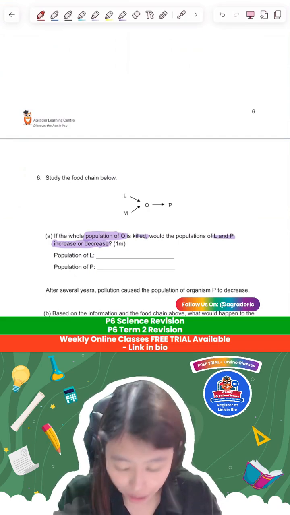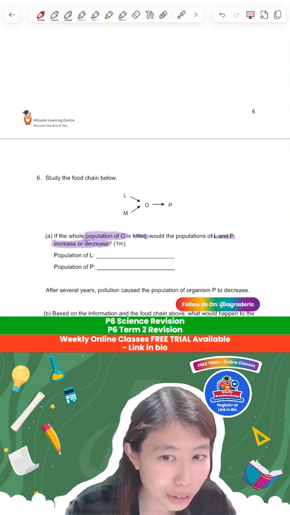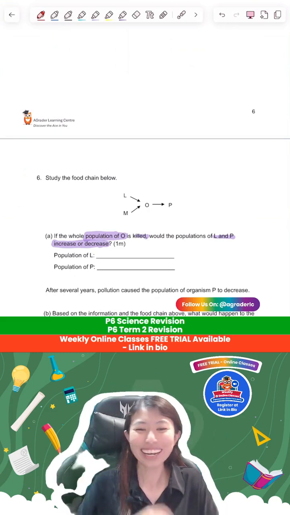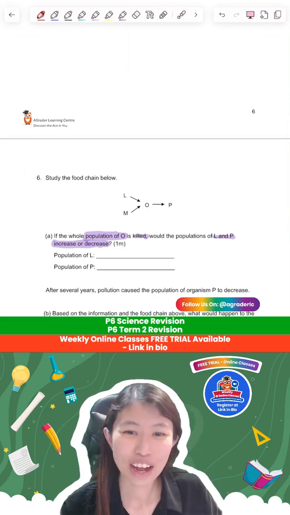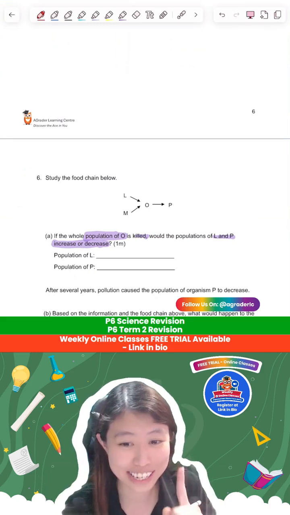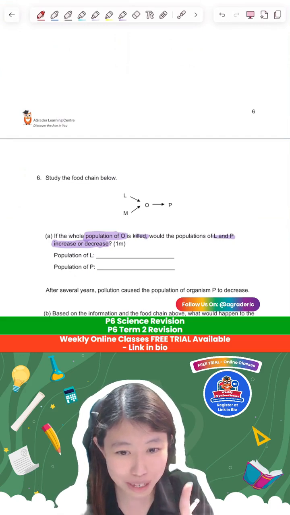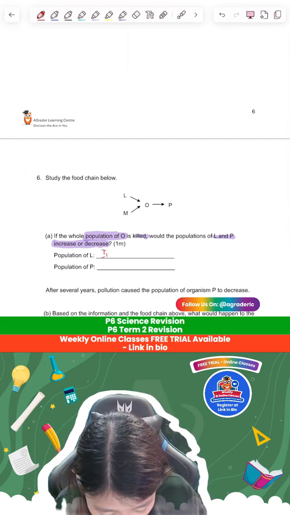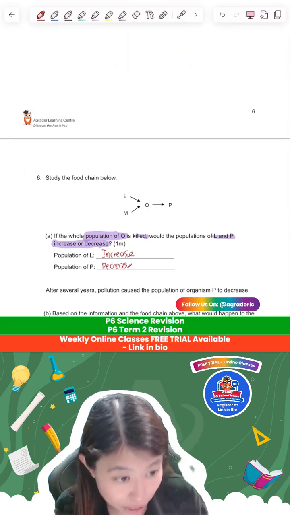I've seen, okay, those of you who wrote decrease, are you talking about L or P? Okay. All right, so the correct answer, yes, most of you got it correct. L is supposed to increase, P is supposed to decrease. Okay, but let me explain why.